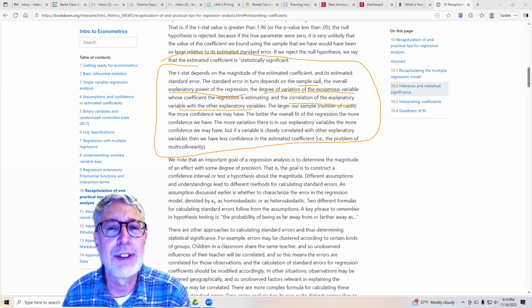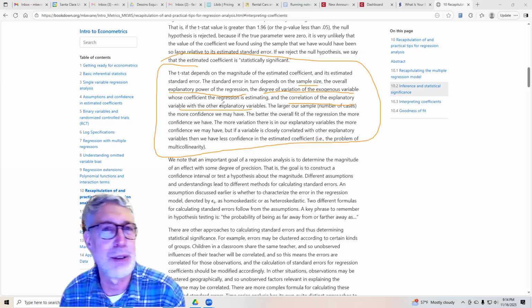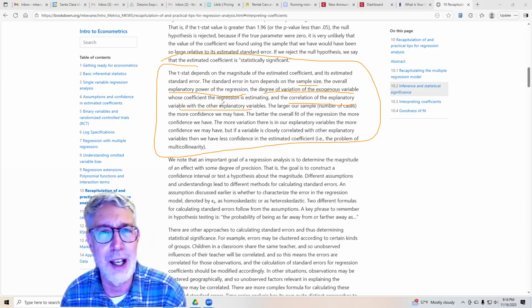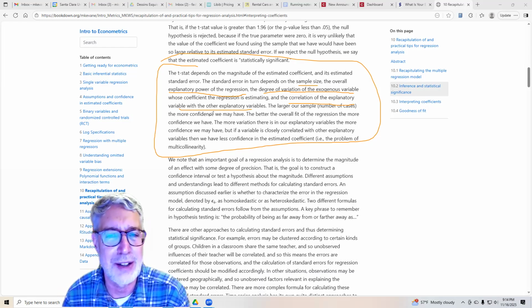So we see that we have a number of things that determine the standard error of any coefficient, and hence whether we're going to accept or reject the null hypothesis that the coefficient's equal to zero.